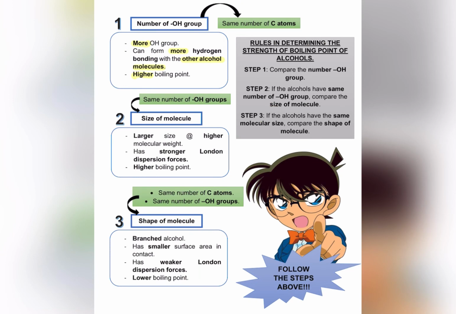That settles the three factors affecting the boiling point of alcohols. I need you to follow the steps one by one. First, compare the number of hydroxyl groups. If it contains the same number, then you can compare the size of the molecule. But if the alcohols still have the same molecular size, you are going to compare the shape of the molecules. So that's why this is number 1, this is number 2, and this is number 3.